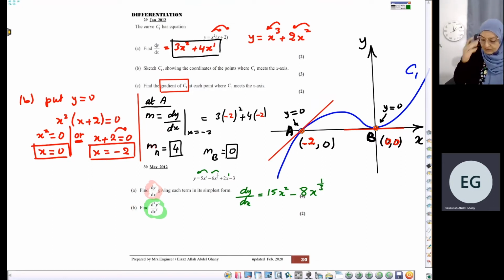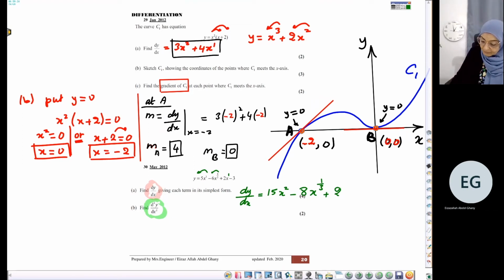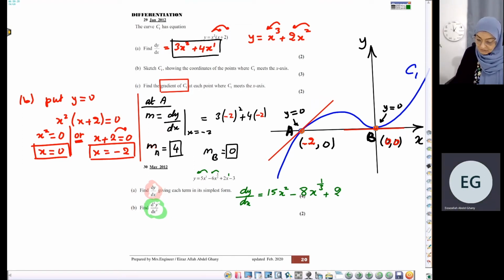This is how it comes. Then plus 2x, you will just write it plus 2. Then minus 3, it's a 0. It will vanish because -3 is constant.